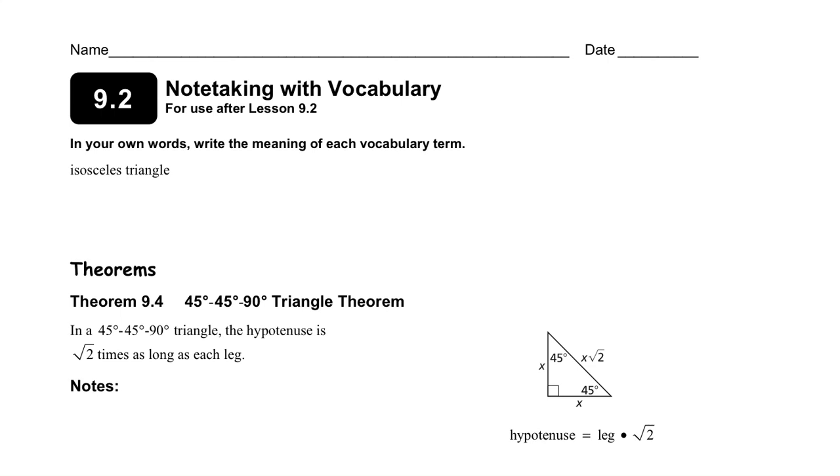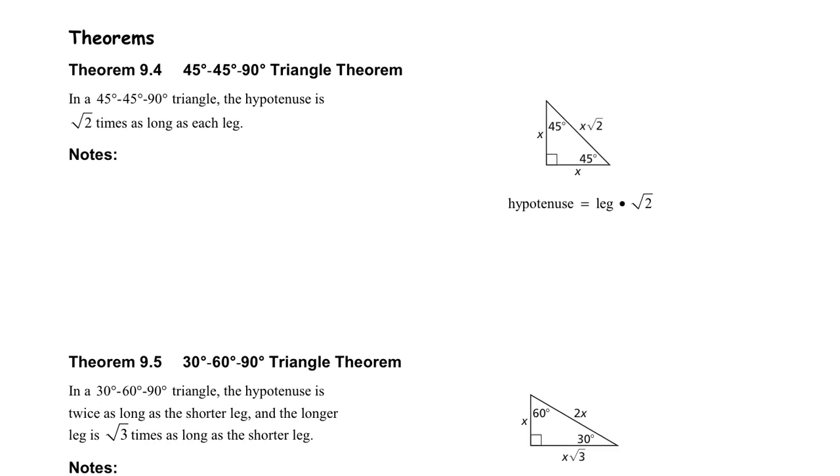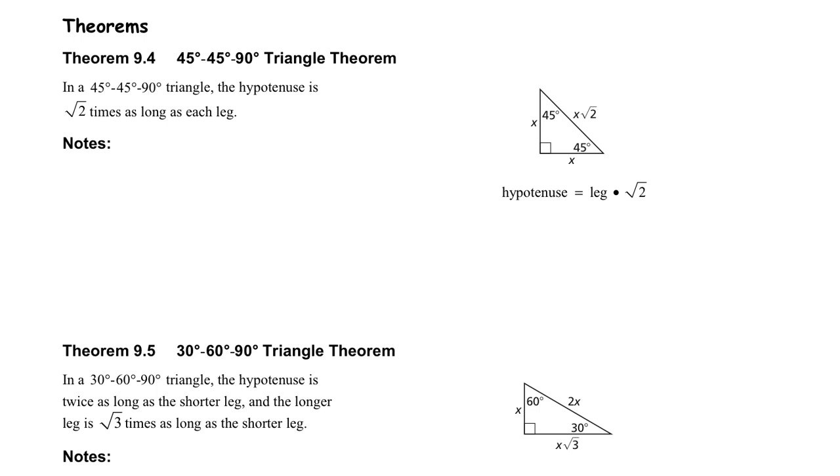Hi everyone, we are doing our 9.2 notes today, which is our special right triangles. We're going to learn about two special right triangles today. I'm going to skip the vocab because we know what an isosceles triangle is. Here's our first theorem. It's about a 45, 45, 90 triangle.